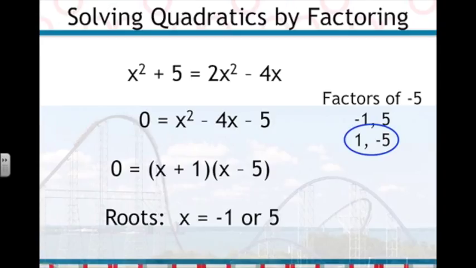We've now learned how to use the zero product property and how to solve quadratic equations. So try some of the activities to practice solving quadratics by factoring on your own.